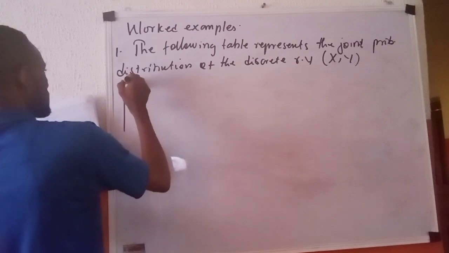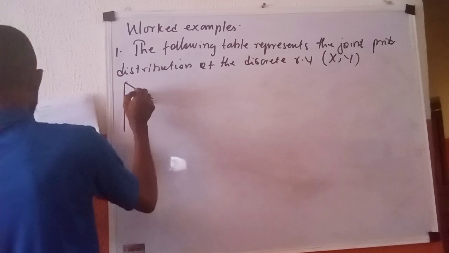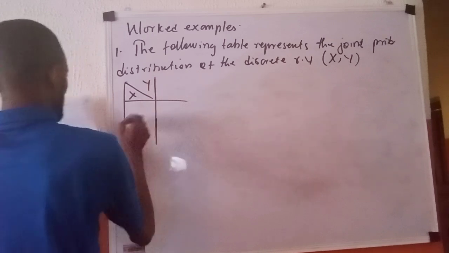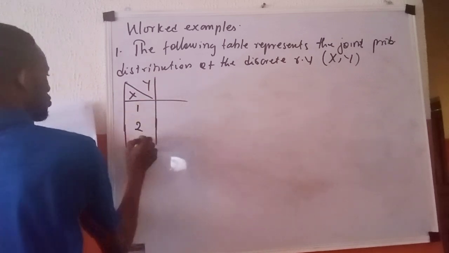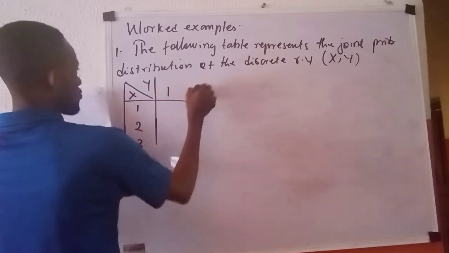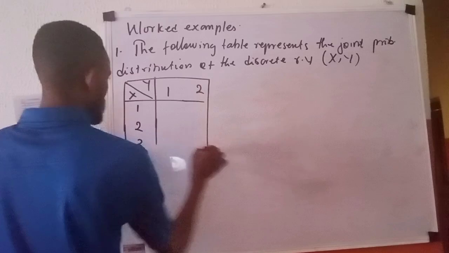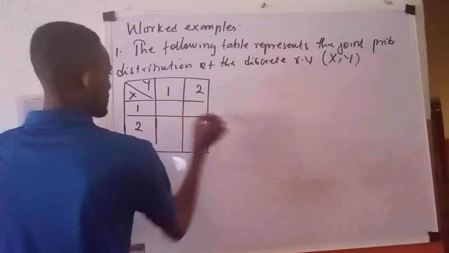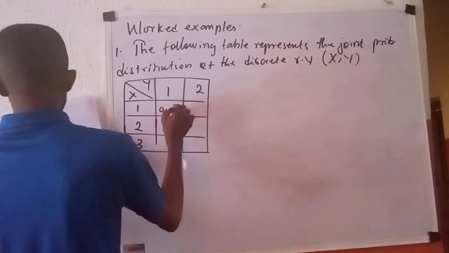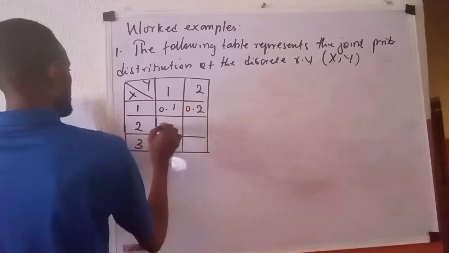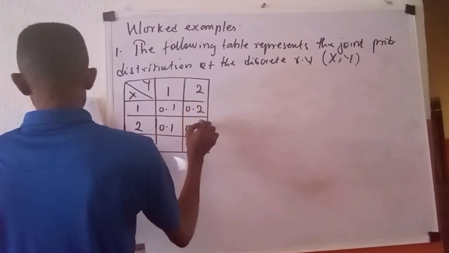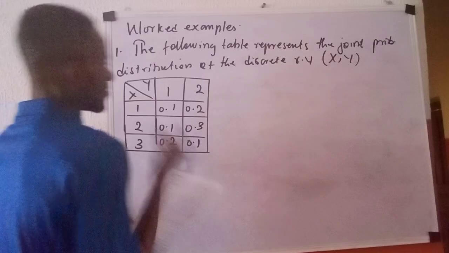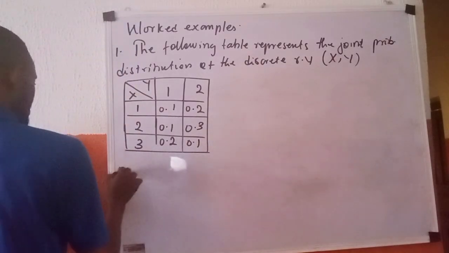here is x, here is y, here is 1, 2, 3, here is 1 and 2. Here is 0.1, 0.2, 0.1, 0.3, 0.2, 0.1.